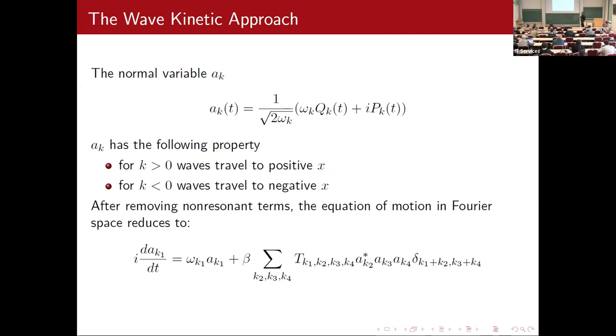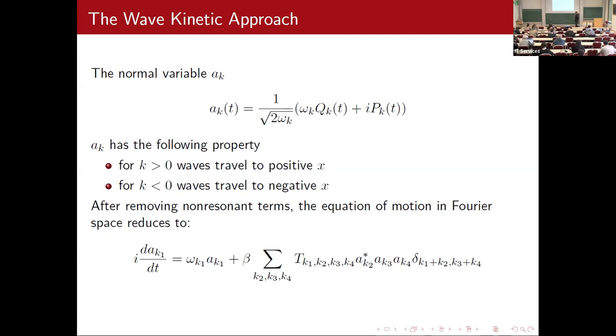So the idea is to introduce normal variables, normal modes, which is quite standard in the wave turbulence community, as a combination of amplitudes of position and amplitudes of momentum in Fourier space. You compute the variable A_k, a normal variable. The interesting thing is that for wave numbers greater than zero, waves travel to the positive x, and for k less than zero, waves travel to negative x.